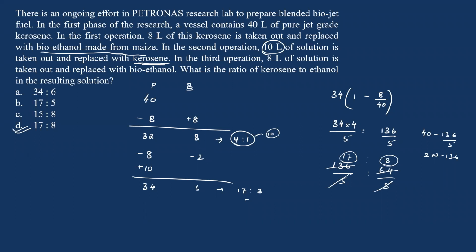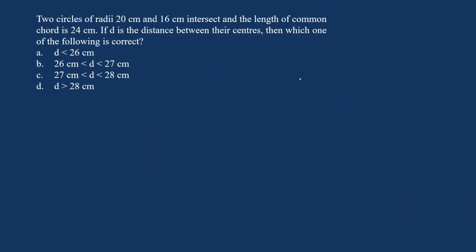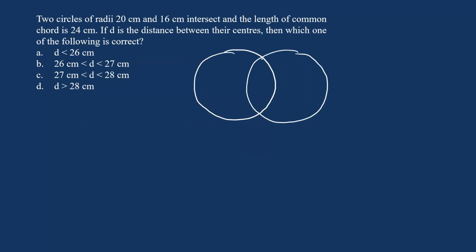Clear, guys? So this becomes pretty easy to look at in that case. Now, let's move to the next question. Two circles with radii of 20 and 16 intersect, and the length of the common chord is 24. Again, a very easy question, guys. Whenever you have the common chord, the line joining both the centers bisects the common chord at 90 degrees. This is the first property we need to understand. Clear? That means this part becomes 12 and this part becomes 12.